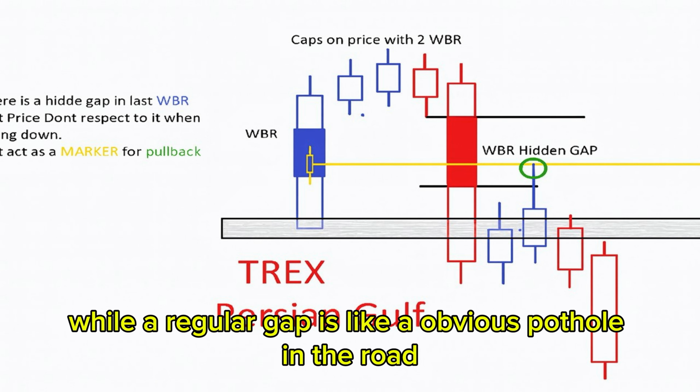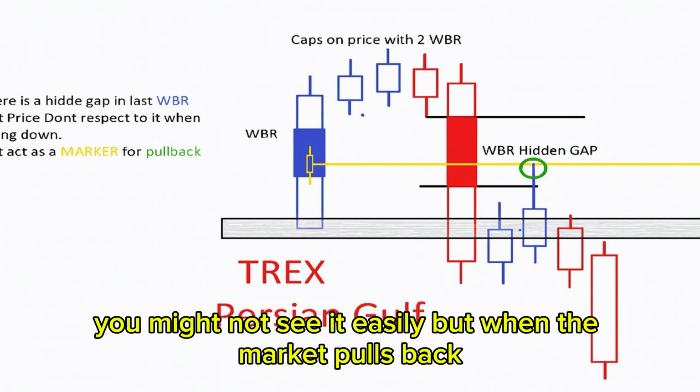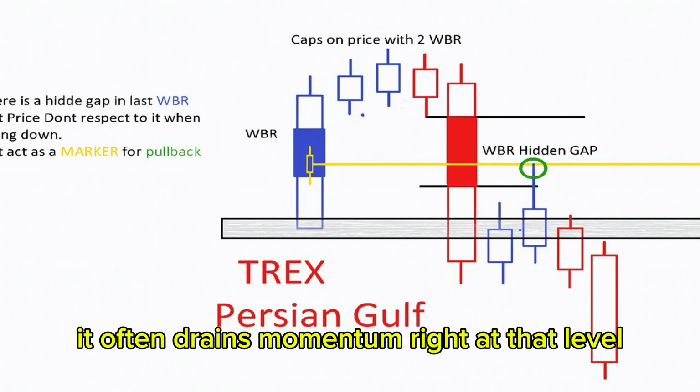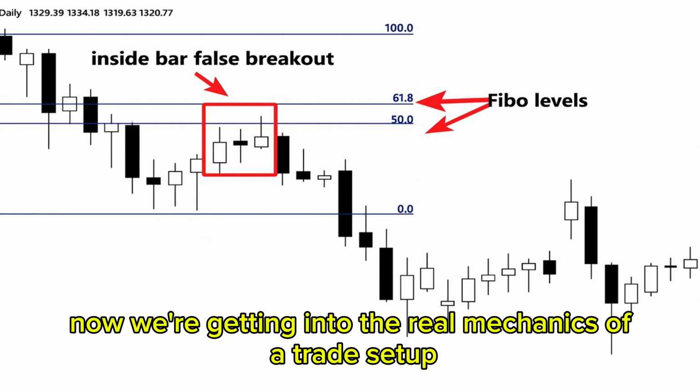While a regular gap is like an obvious pothole in the road, a hidden gap is like a hidden drain cover. You might not see it easily, but when the market pulls back, it often drains momentum right at that level, making it an essential marker for any serious trader. Now we're getting into the real mechanics of a trade setup.